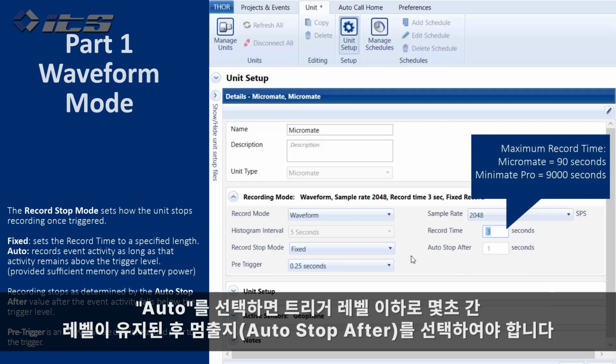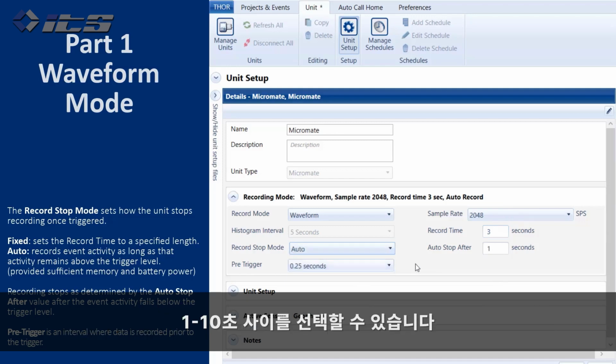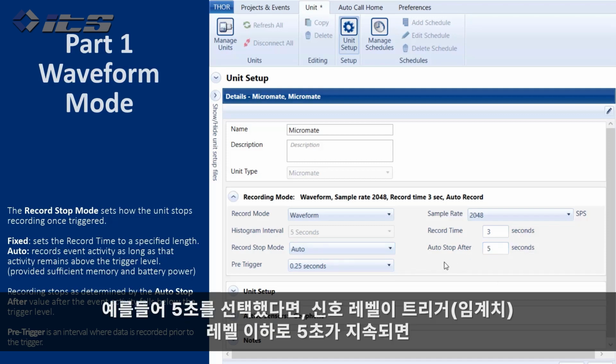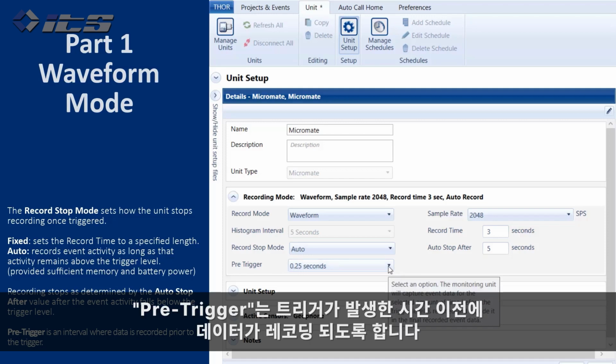When auto is selected, you must choose a value for auto stop after. This is the amount of time that the signal must go below the trigger level for the recording to stop, with a range of 1 to 10 seconds. In this case, once the signal level is consistently below the trigger level for 5 seconds, the unit will stop recording. The pre-trigger is the interval where data is recorded prior to the trigger.